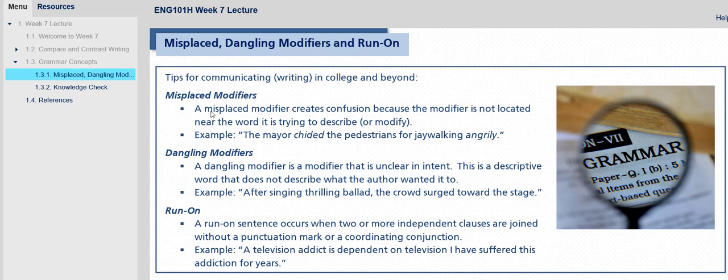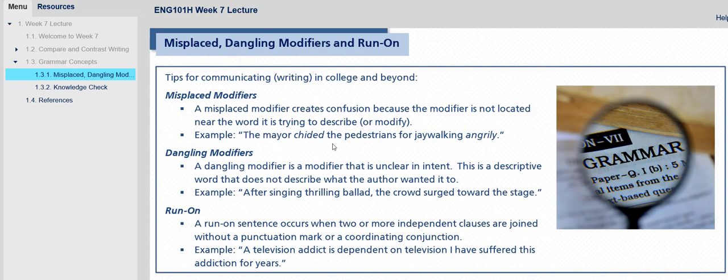Or the new employee in the front office is taking the front office wearing new clothes, wearing brand new clothes. And obviously your office is not going to wear brand new clothes, so it's supposed to be the employee wearing the brand new clothes takes the front office. So when you have to move around the modifier, that's known as a misplaced modifier. A misplaced modifier creates confusion because the modifier is not located near the word it is trying to describe.